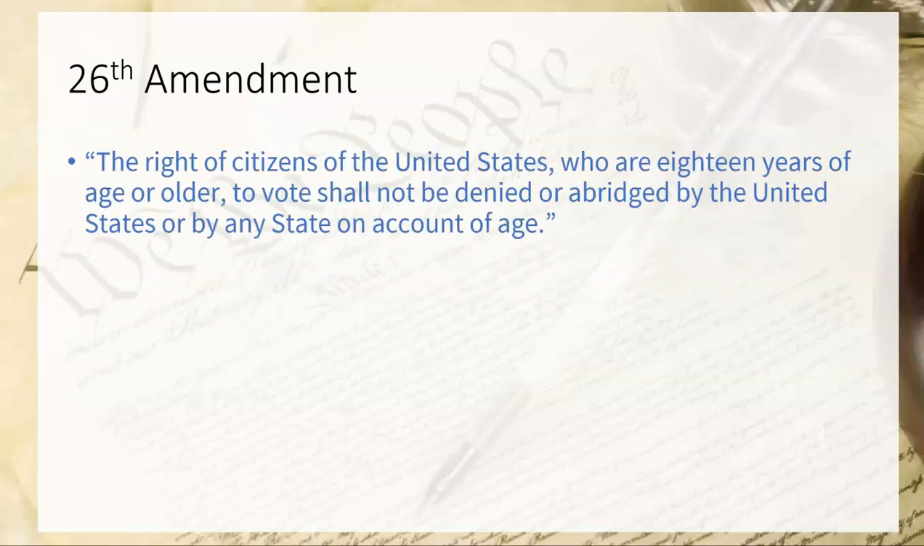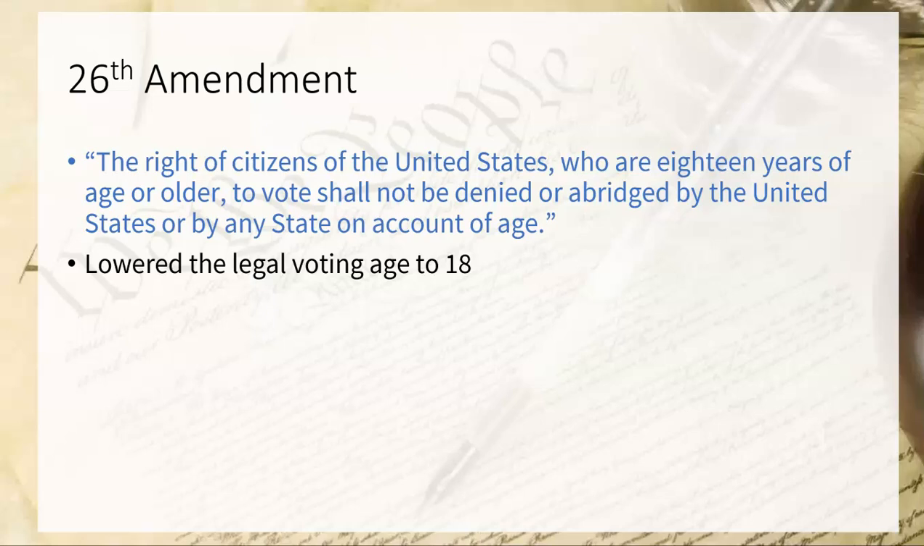The 26th Amendment is the right of the citizens of the United States who are 18 years of age or older to vote shall not be denied or abridged by the United States or by any state on account of age. So as long as you are 18, you can vote in the United States. All right.